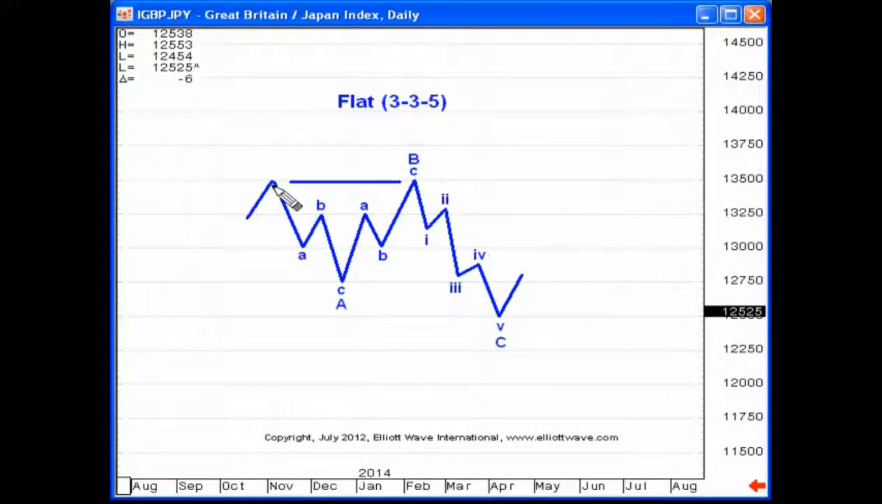Essentially, it's the three-wave move in wave A, the three-wave move in wave B back to at or near the origin of wave A, and then, of course, the five-wave decline in wave C back to below the extreme of wave A. That's your textbook flat structure.